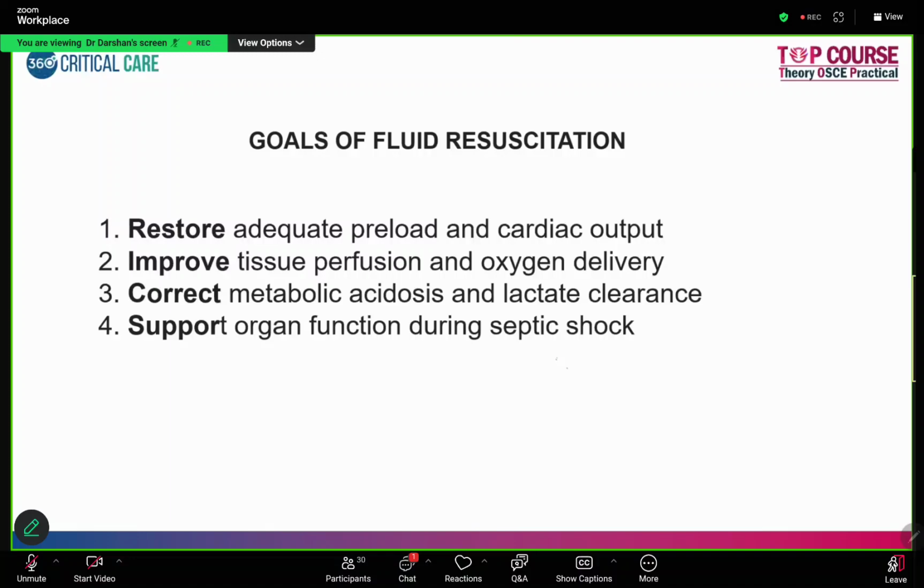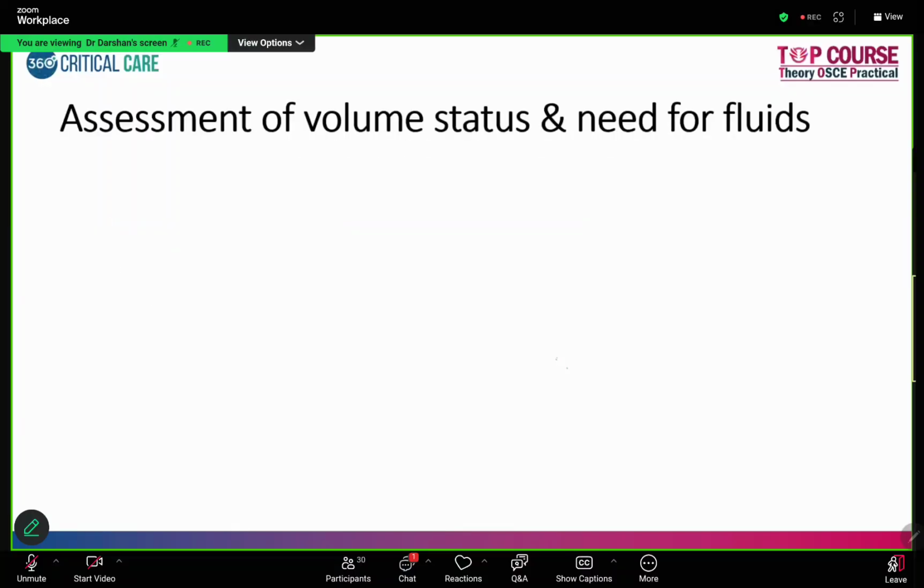Okay, most of the time the patient will come in just with sepsis, and there will not be any shock associated. Shock develops over a period of time. Okay, that is what I want you to understand. So what do we do initially?